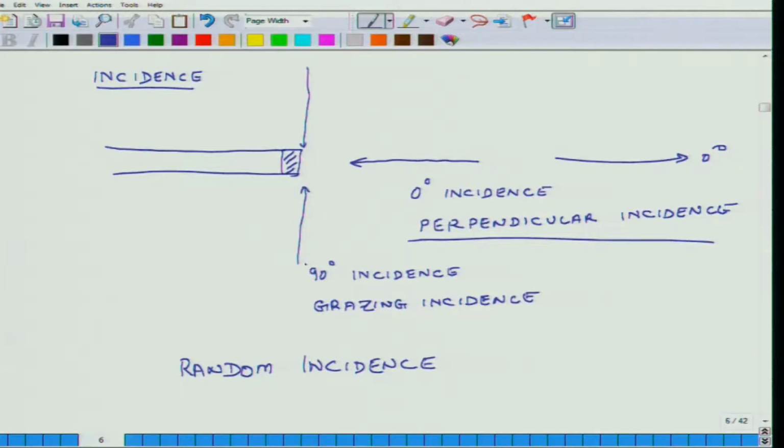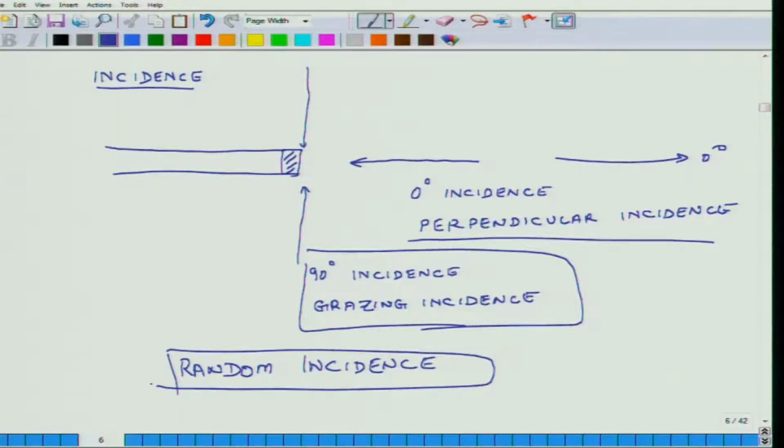So there are some mics which are very good for 0 degree incidence. There are some mics which are very good for 90 degrees incidence. There are some mics which are very good for random incidence. Lot of these omnidirectional microphones, they are good for random incidence applications.